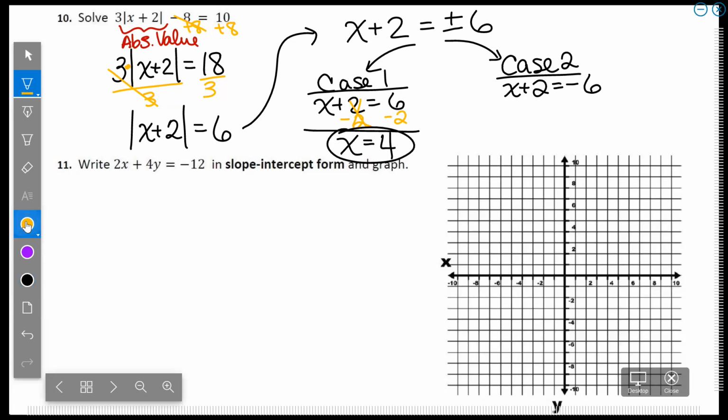In case 2, what do I do to get the x all alone? Subtract 2 from both sides. Because it was a +2, so I have to subtract 2. The only thing that changed signs was the 6. So x is equal to what? Not 4. -8.